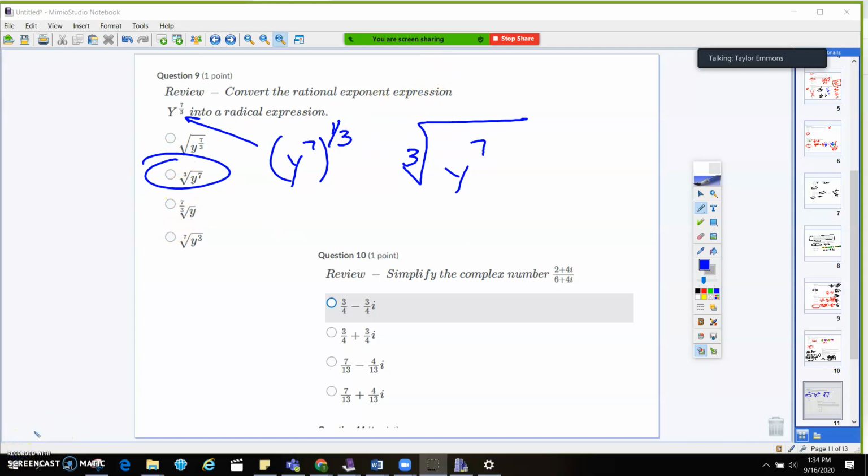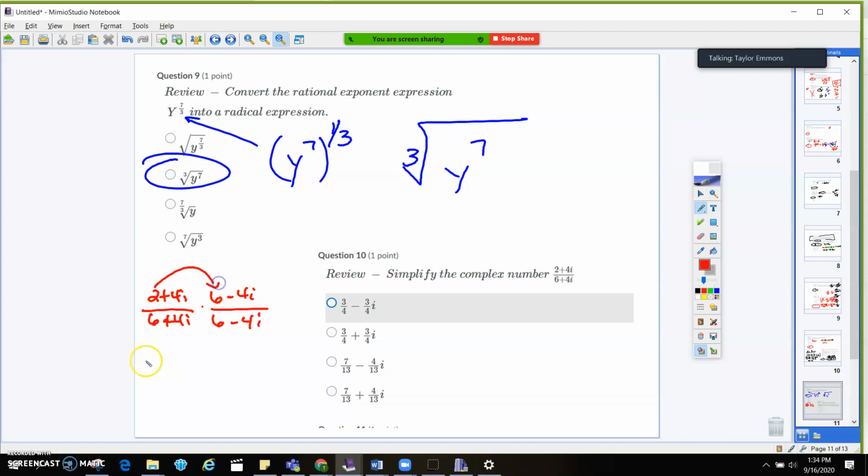Alright, so on question 10, it says simplify the complex number. So you can do this either of two ways. Again, you can put this into your graphing calculator, or you can actually solve it out. So I've got 2 plus 4i over 6 plus 4i. I'm going to multiply the top and the bottom by the conjugate.